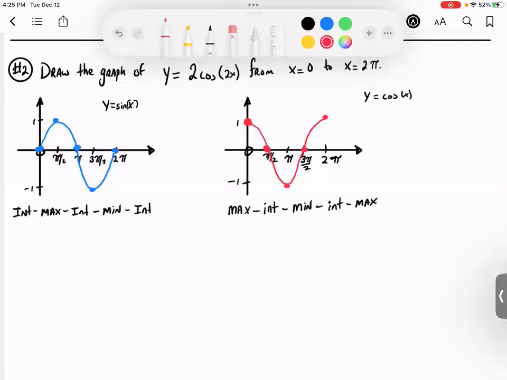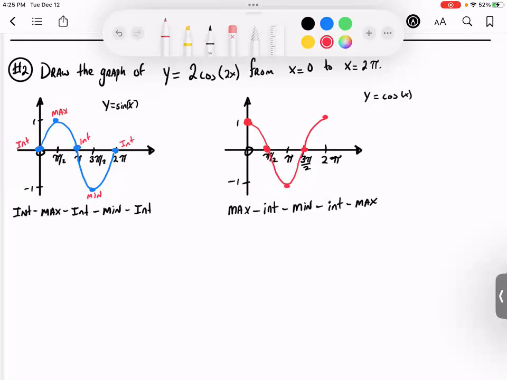So the first one is an intercept. The second point is a max. The third point is an intercept. The fourth point is a minimum. And the last point is an intercept. So most of the time they will fall in that pattern. Intercept, max, intercept, min, intercept.